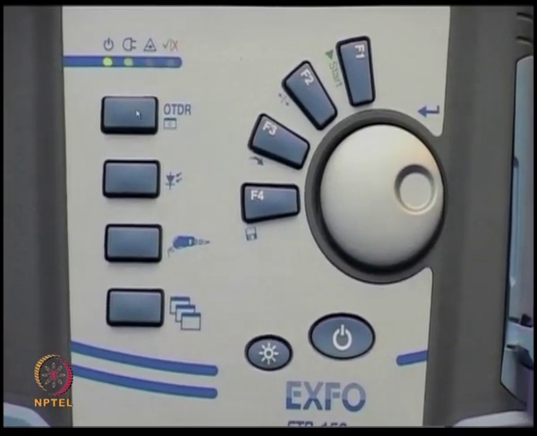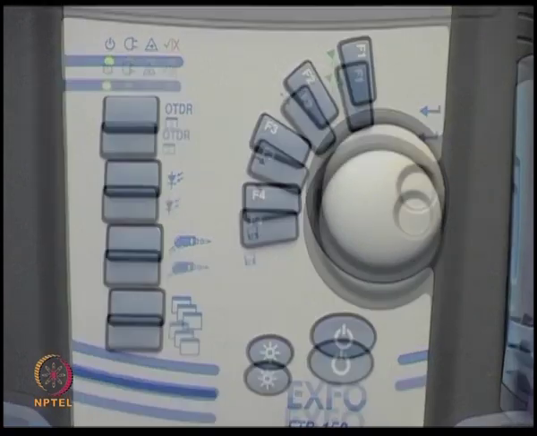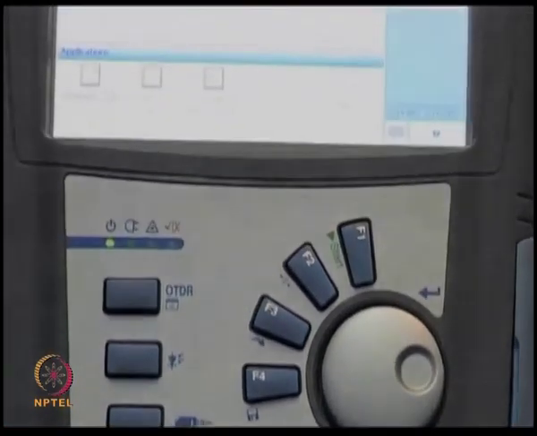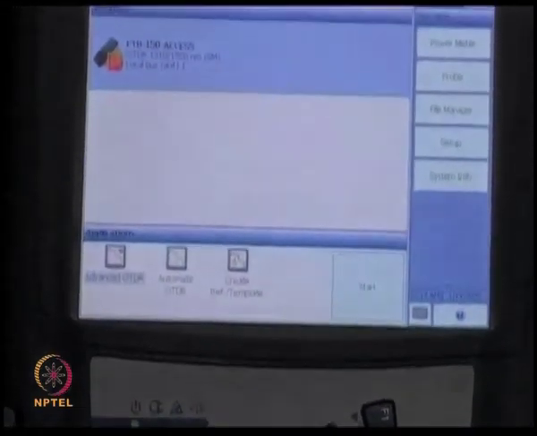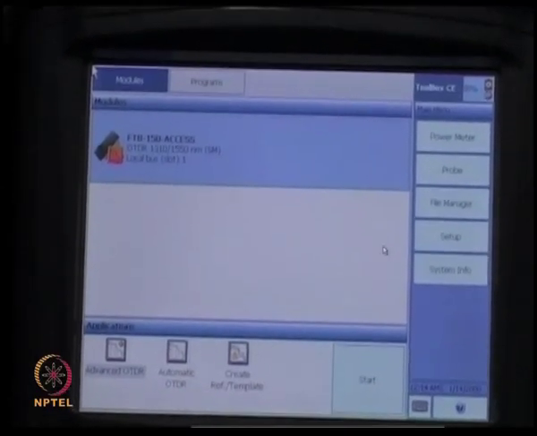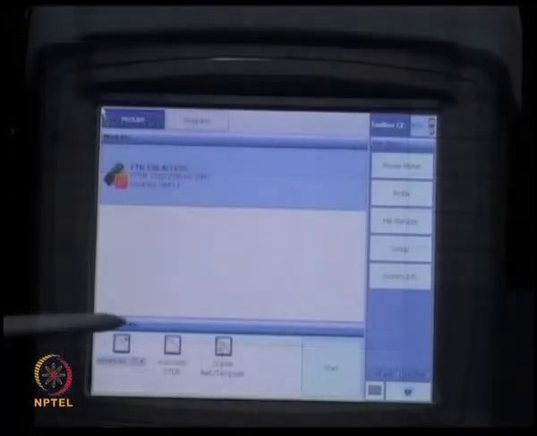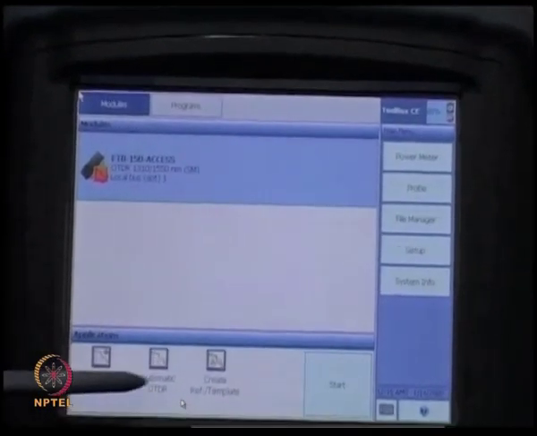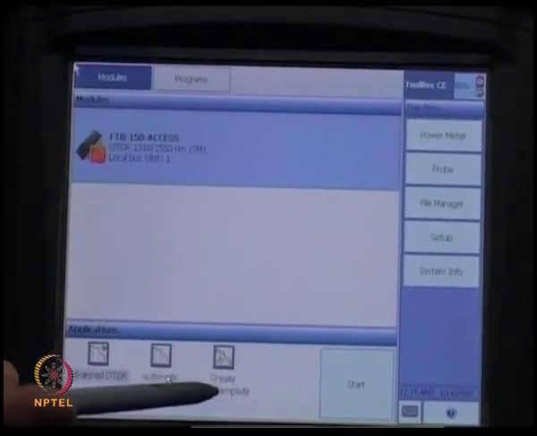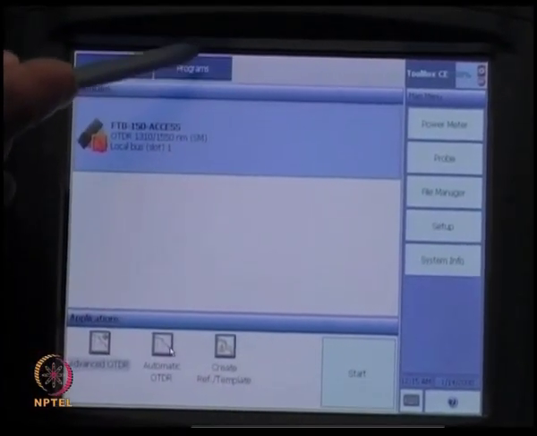So, OTDR essentially receives the reflected light from different locations on optical fiber, and by that it tells you the status of the optical fiber. So, this is the display which you see. It can work in different modes. These are some advanced OTDR features. You can choose any of these three for operations.